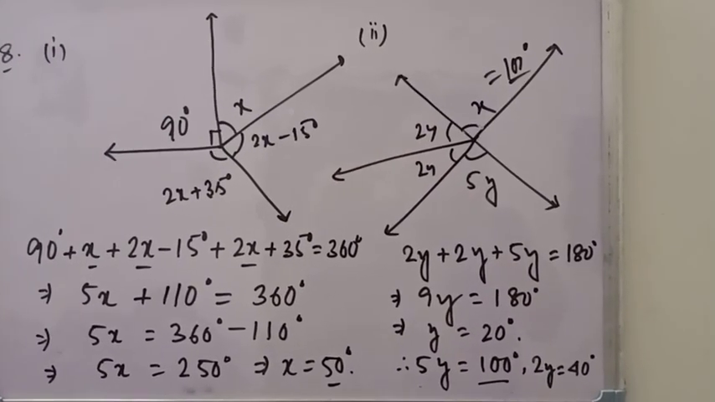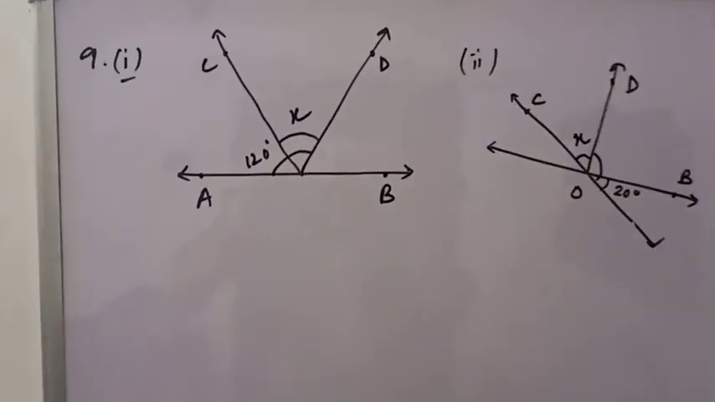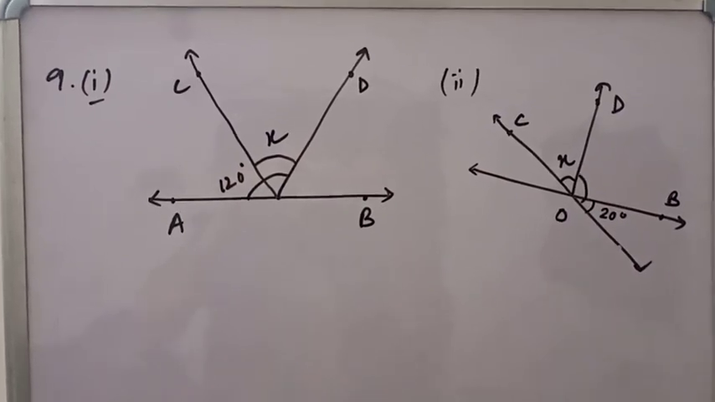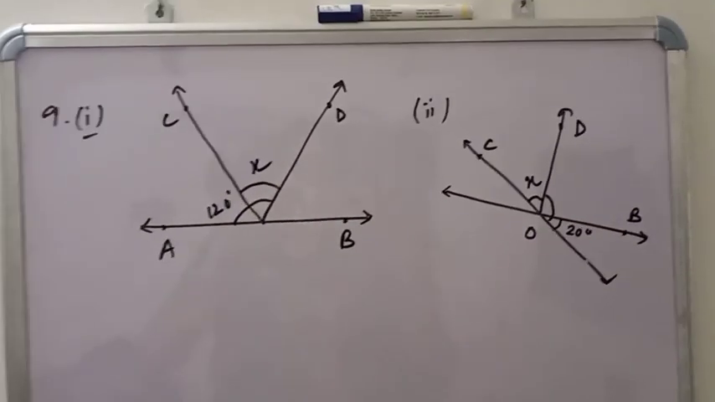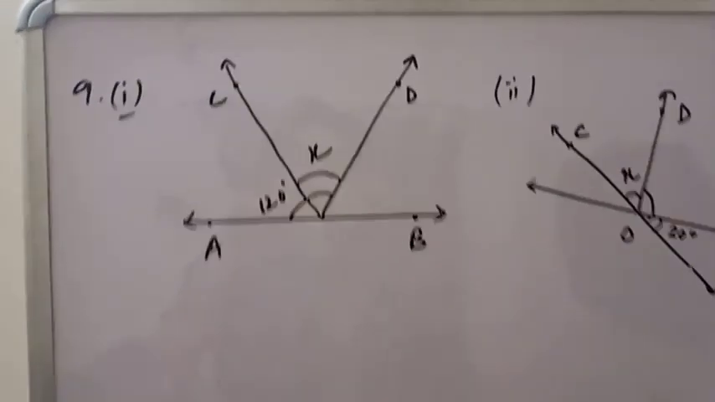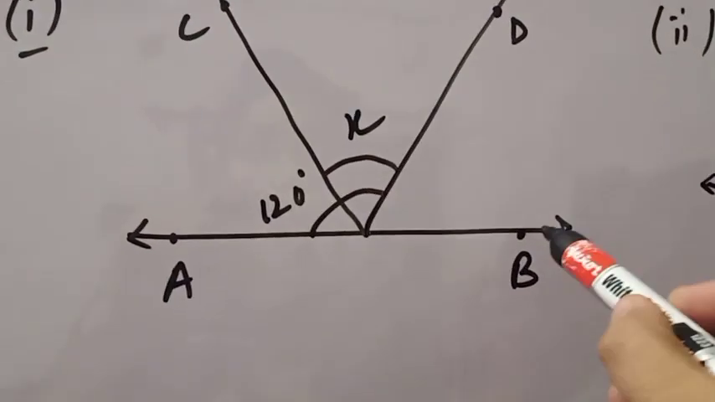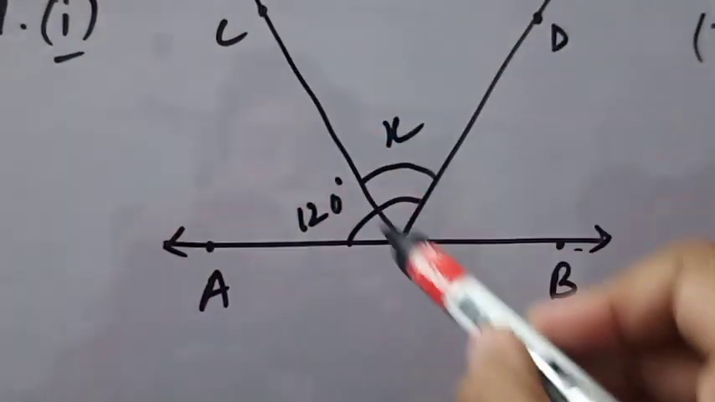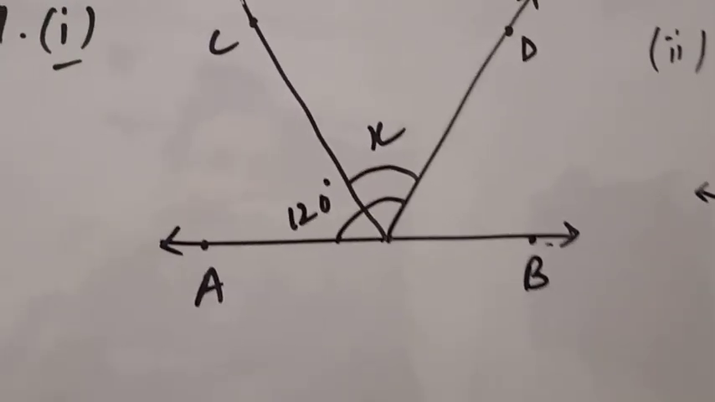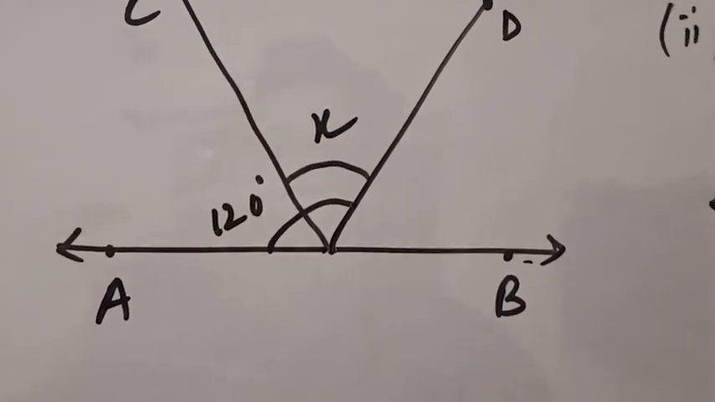Now, next one. In number 9, find x in each of the following in which OD is the bisector of the angle BOC. If it is a bisector, that means equally divided. So BOC is bisected, 120 and this is 60 degree bisecting. So this is 60.